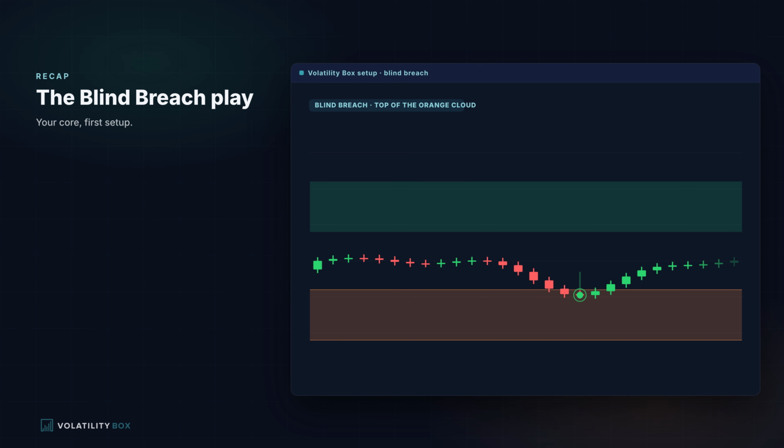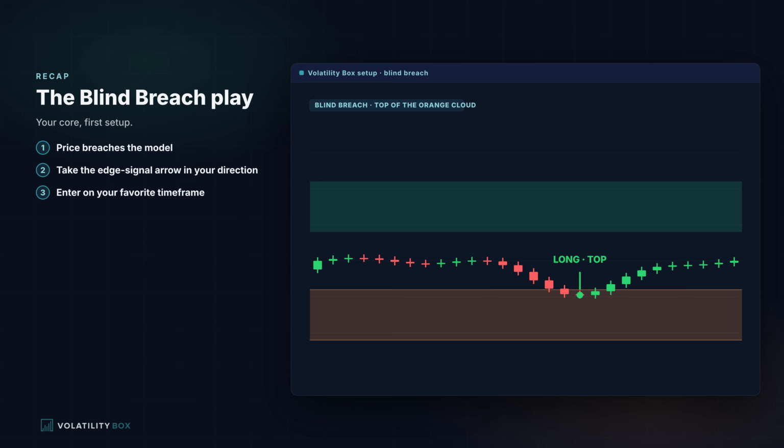If we do a quick recap, based on purely the models, we have 2 different setups, the blind breach and the at the edge setup. The blind breach is our core first setup. Whenever price breaches our volatility box models, that's what we would call at the bare minimum a blind breach. To trade the blind breach, you could combine that with something like the edge signals indicator, where you would look for price to hit our volatility box models. Simply look for an edge signal arrow in the direction confirming the trade, so green arrow for longs, red for shorts, and then use your favorite time frame as your entry.